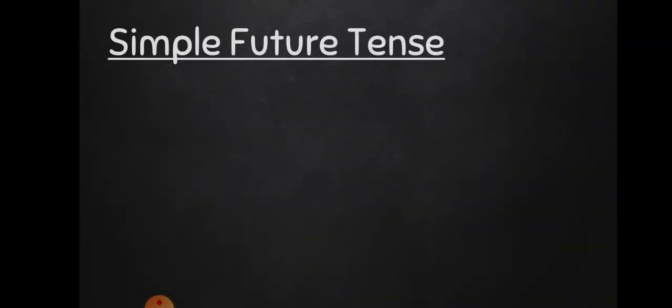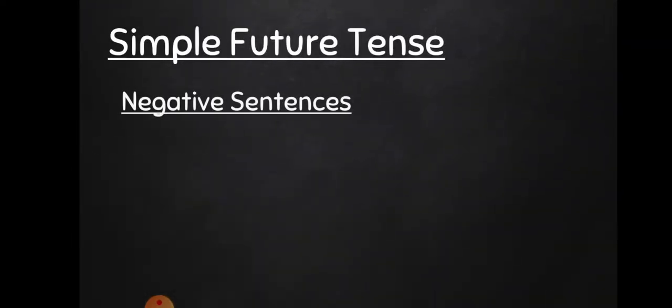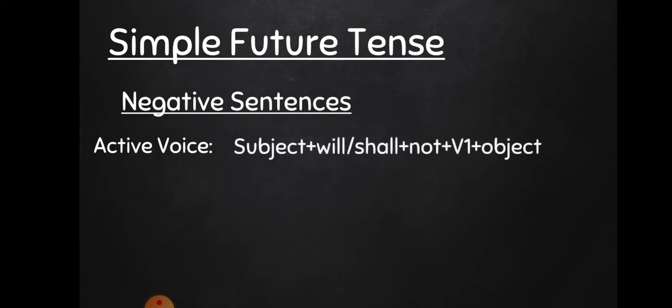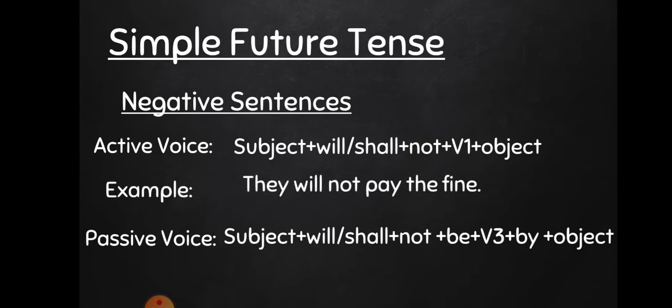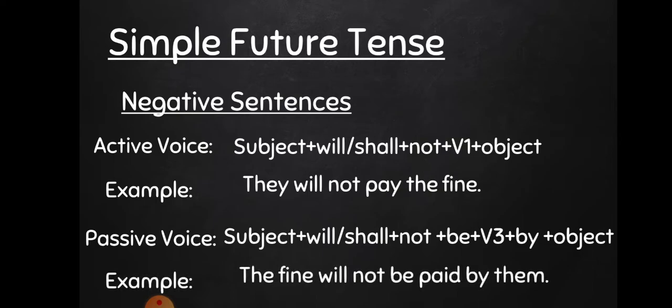Now we come to simple future tense, negative sentences. Active voice: subject plus will or shall plus not plus the first form of the verb plus object. The passive will be subject plus will or shall plus not plus be plus V3 plus by plus object. Let's take an example. They will not pay the fine. The passive will be the fine will not be paid by them.